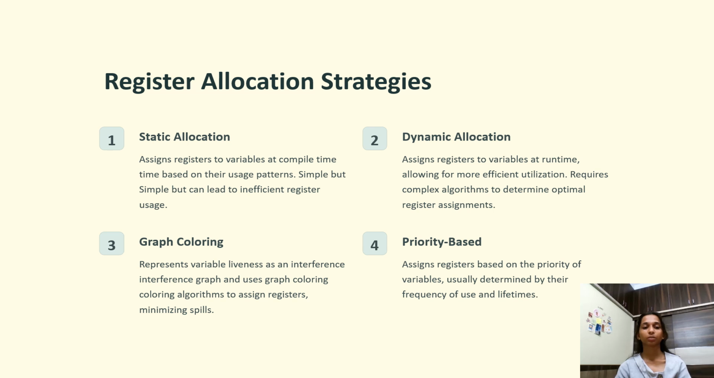And the third strategy is graph coloring. Represents variable liveness as an interference graph and uses graph coloring algorithm to assign registers. It minimizes the spills. And the fourth strategy is priority based. Assigns register based on the priority of the variables, usually determined by the frequencies of use and lifetimes.